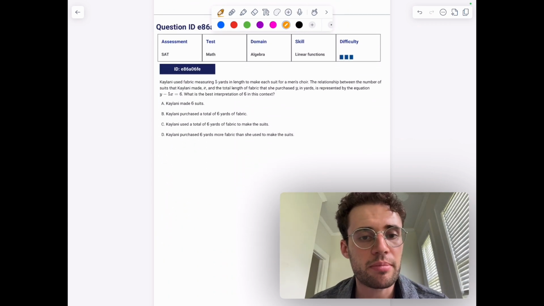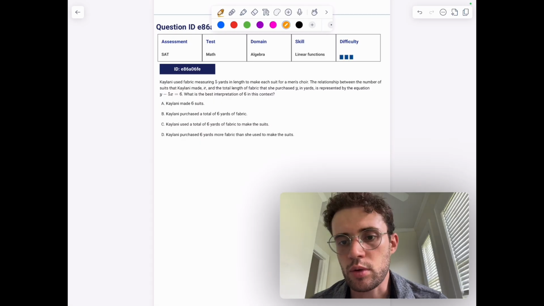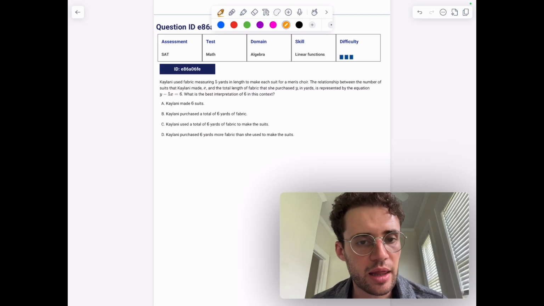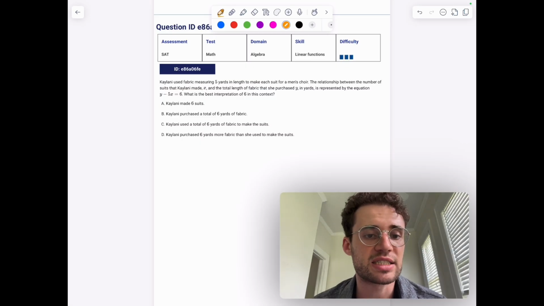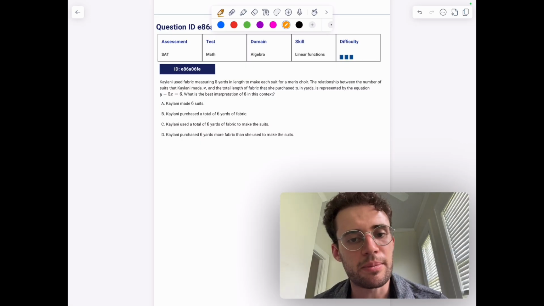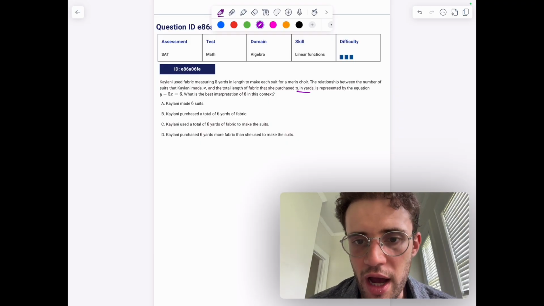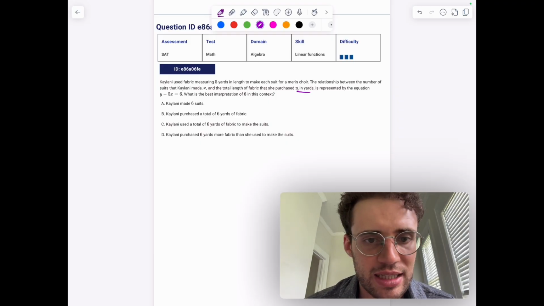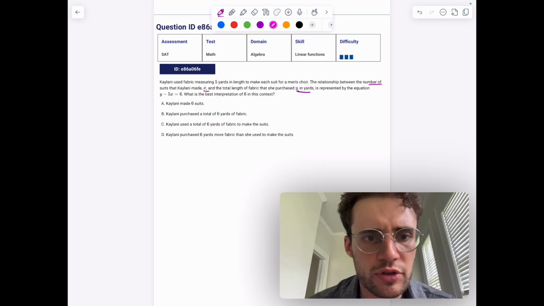Kehlani used fabric measuring 5 yards in length to make each suit for a men's choir. The relationship between the number of suits that Kehlani made, x, and the total length of fabric that she purchased, y, in yards, is represented by the equation y minus 5x equals 6. What is the best interpretation of 6 in this context? So just going through the variables again, y is the total length in yards, and x is the number of suits that were made.